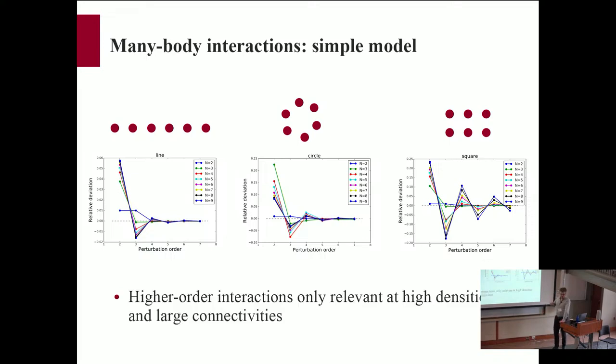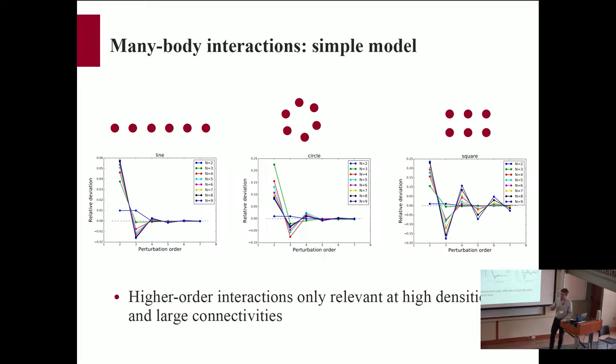What I want you to take away from this little model system is that higher order interactions beyond the two-particle limit are only relevant when the particle-particle separation is very small, or when the connectivity is such that each particle has many neighbors.